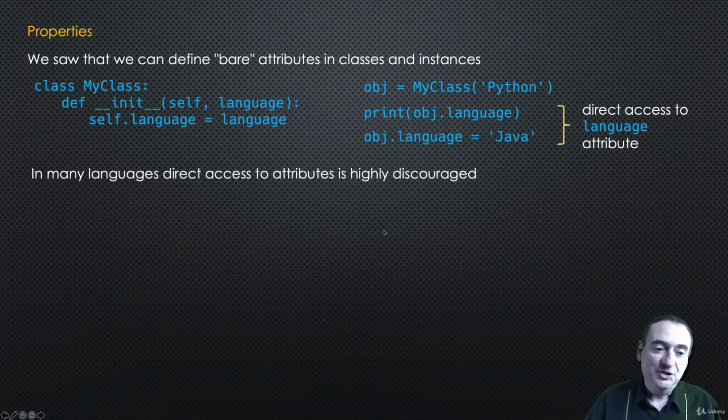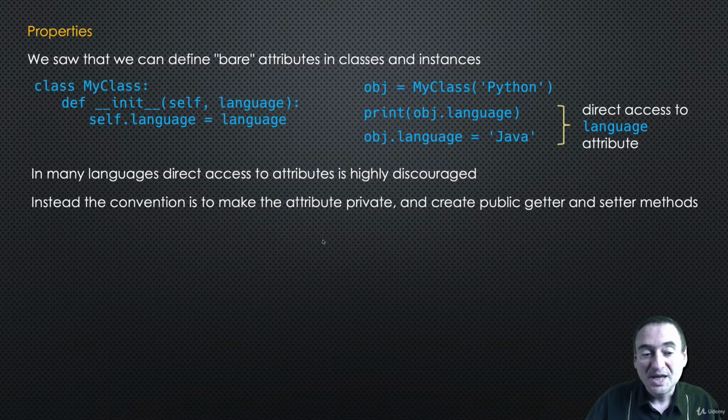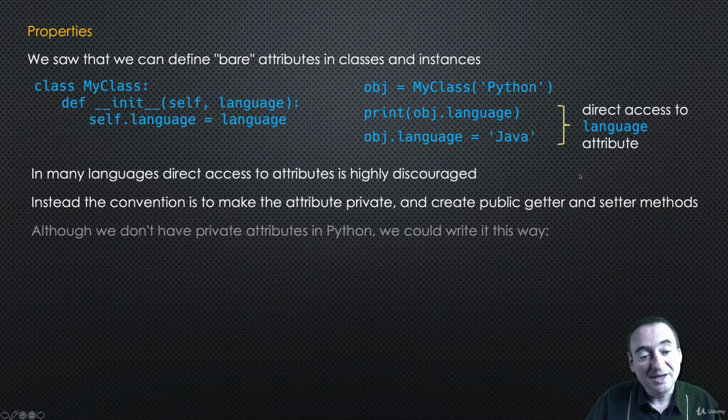Now in many languages, direct access to attributes is highly discouraged. And if you come from a Java background, for example, you know that in general, you never write public attributes directly in your classes. You make private attributes, and then you create get and set methods, right? The accessor methods to get and set those particular attributes. So that's the convention in Java very often. Make the attribute private, create public getter and setter methods.